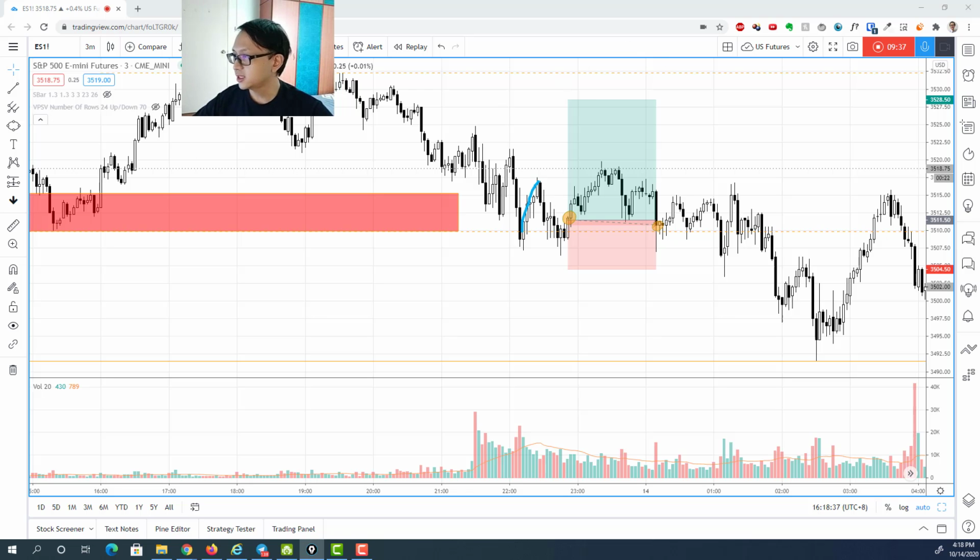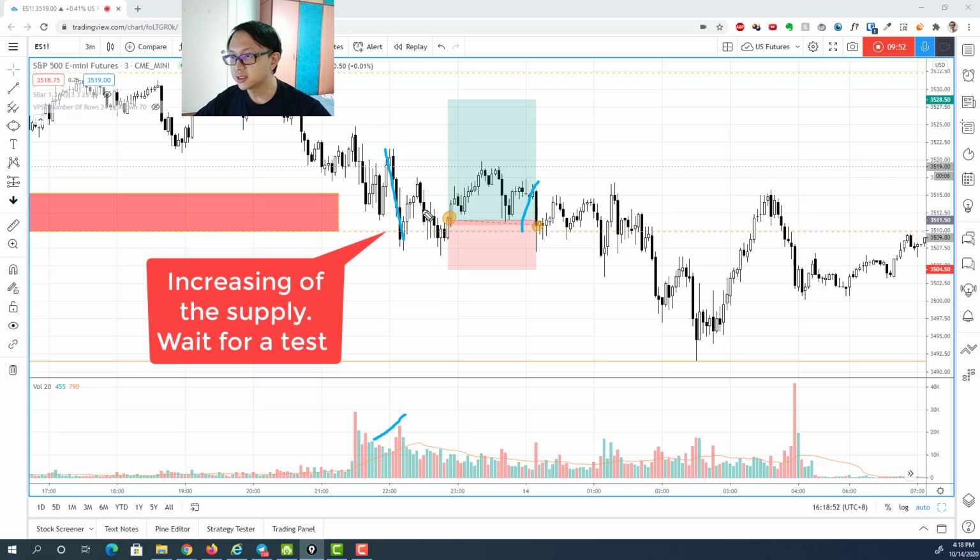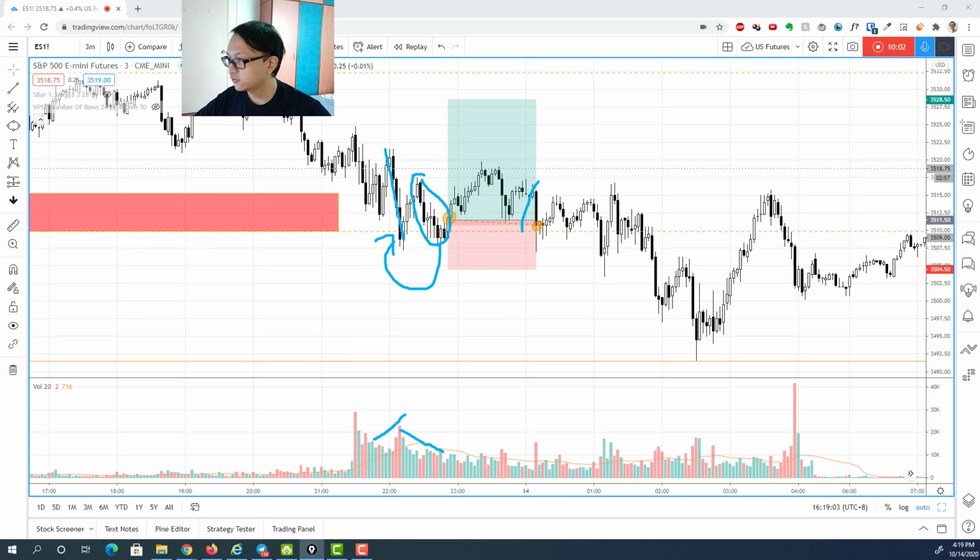But one thing that is important is that I see an increase of supply during the leg down. So there's a high chance that we'll see another test of this swing down here. So here is the test, and the test comes with a decrease of supply, and it also tested the previous low.